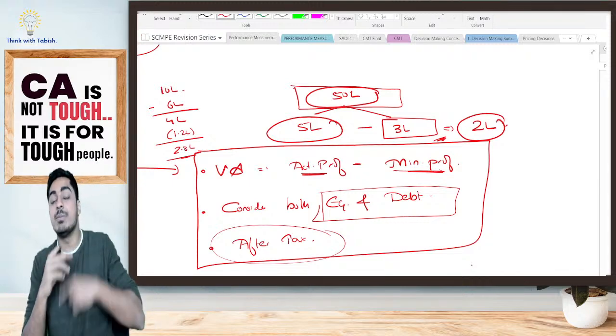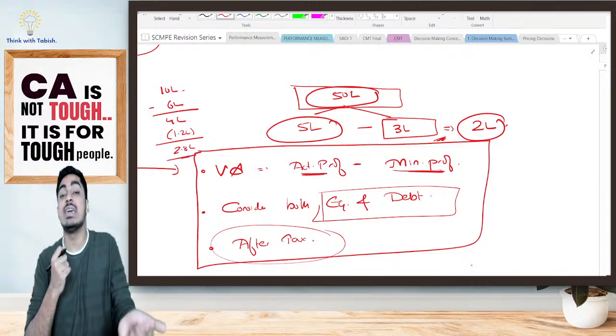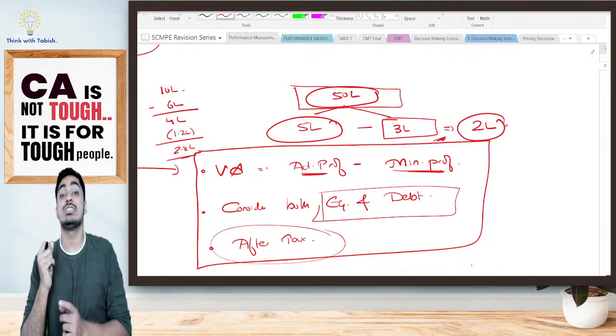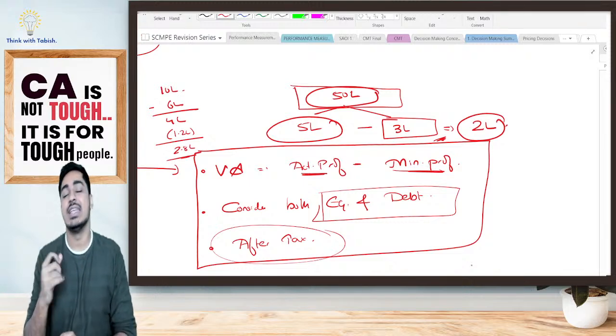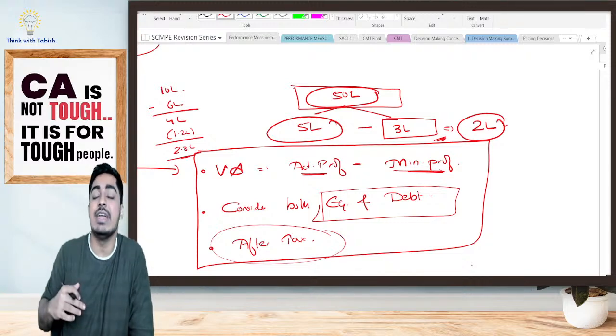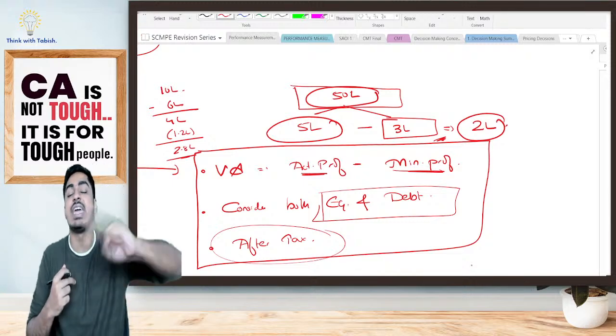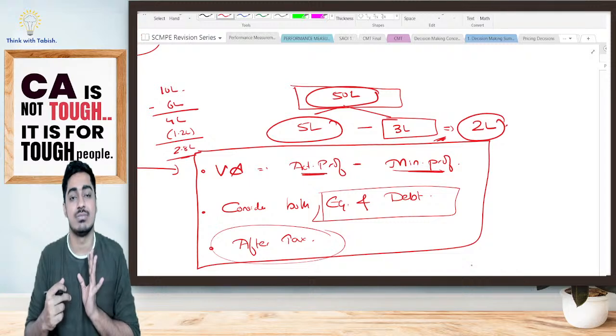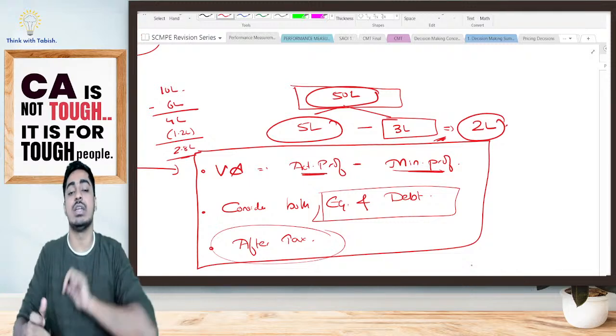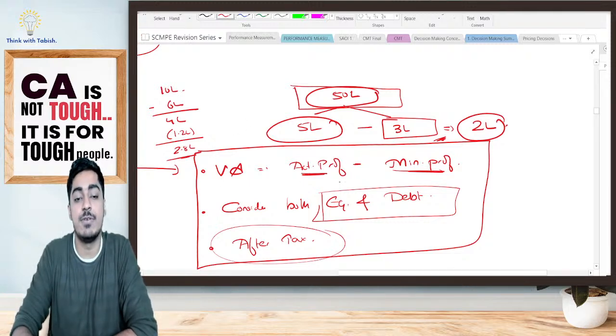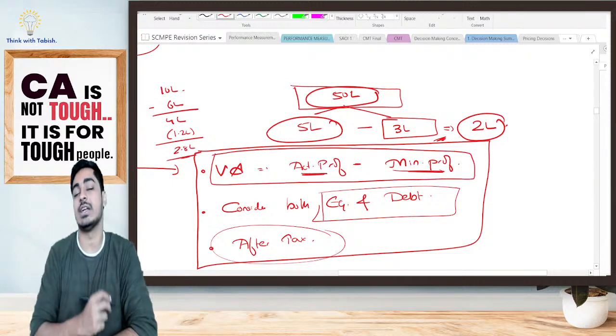That means by putting my amount into business, what is my real value addition? Yes, 2 lakh is only my real value addition. 3 lakh I would have got even if I had put it in FD, right? So what is my real value addition? Only that extra 2 lakh is my real value addition. So I'm calculating my value addition, which is my actual profit minus the bare minimum profit that I want.